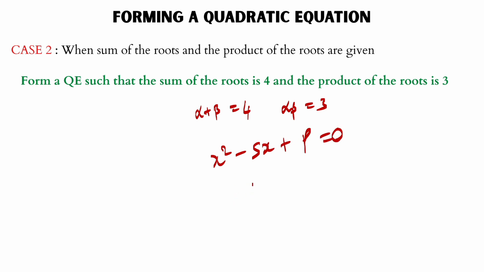We have the sum, that is 4. We have the product, which is 3. We can directly substitute in this equation. x square minus 4x plus 3 is equal to 0. This is the quadratic equation when the sum of the roots is 4 and the product of the roots is 3.